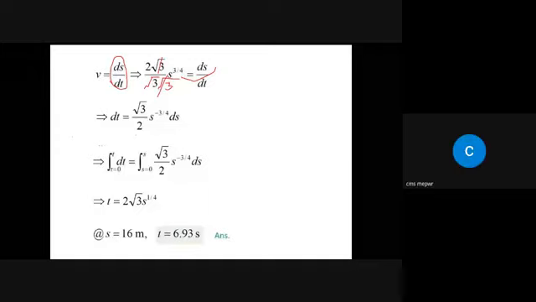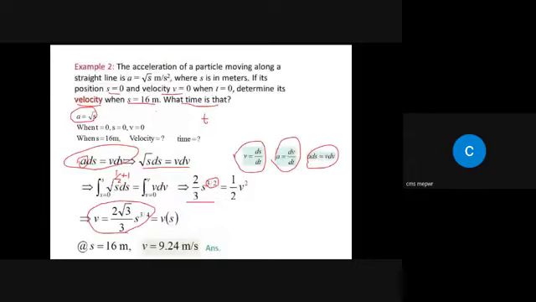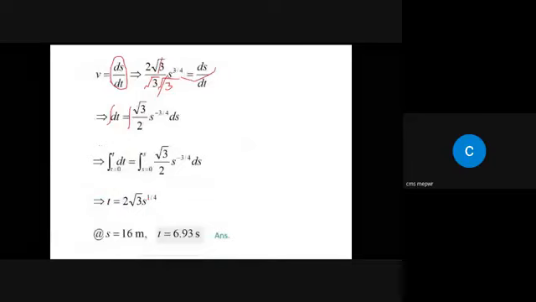Now what we need to do is find out the time. We already know the initial time, which was 0, but we need to find the final time. So we will integrate this, because we know the initial position and also the final position. The initial position was 0, and the final position was 16 meters. So when we integrate, this side will become t, and with the limits from 0, when we put 0, only one term will be left with us, that is t.